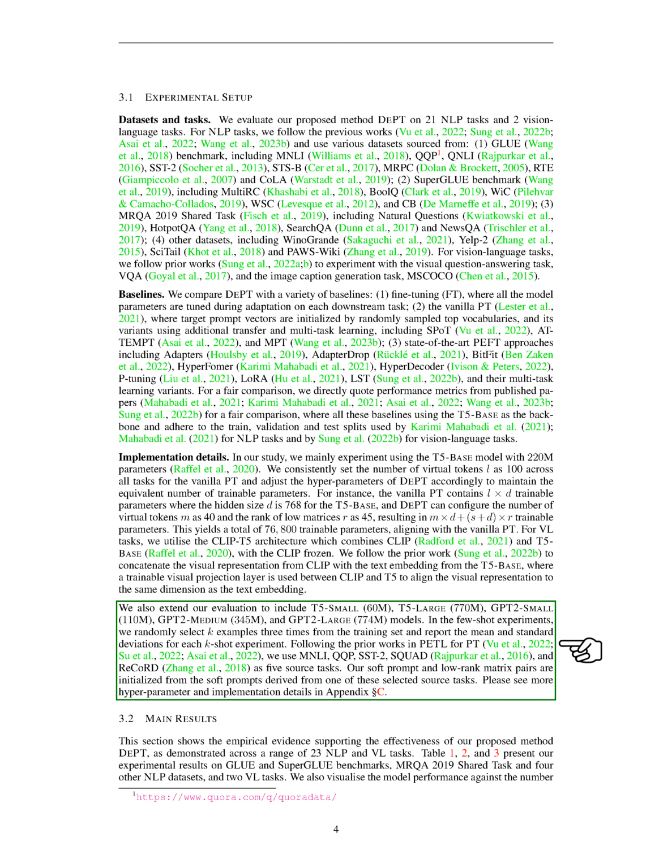We also extend our evaluation to include smaller and larger versions of the T5 and GPT-2 models. In the few-shot experiments, we randomly select a certain number of examples from the training set and report the mean and standard deviations for each experiment. We use 5 source tasks to initialize our soft prompt and low-rank matrix pairs. More details about the hyperparameters and implementation can be found in the appendix.